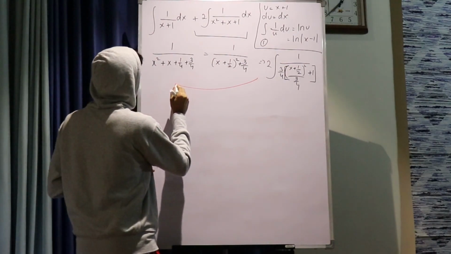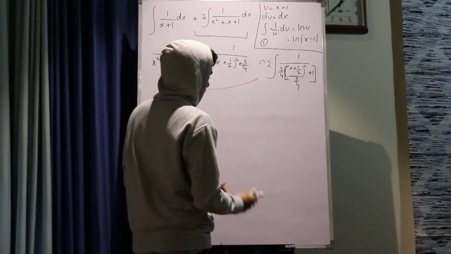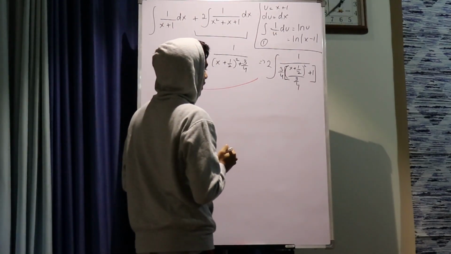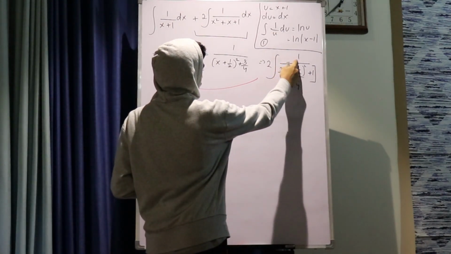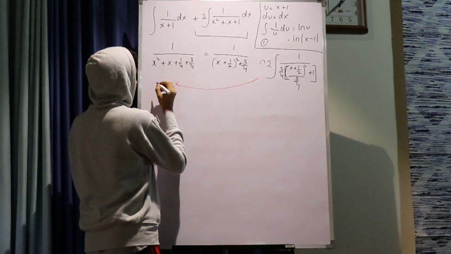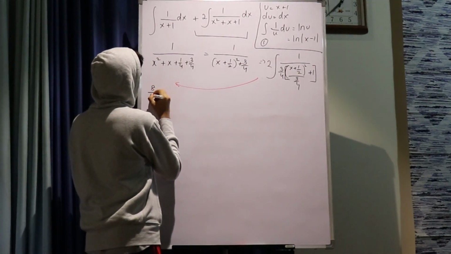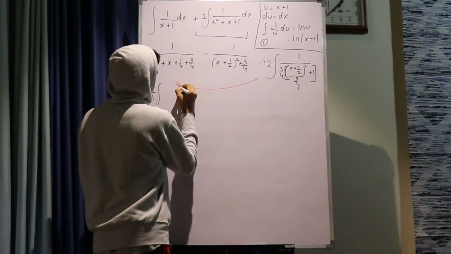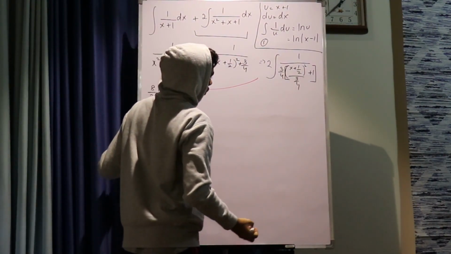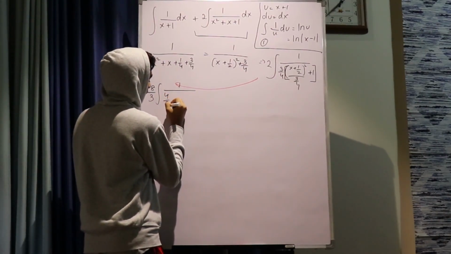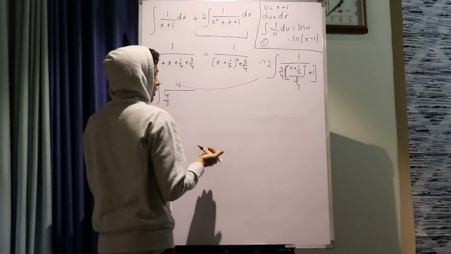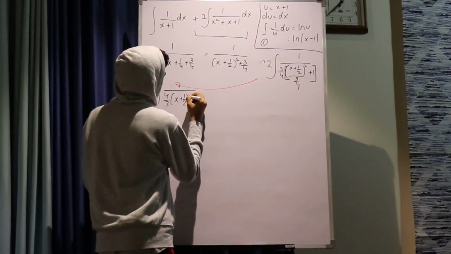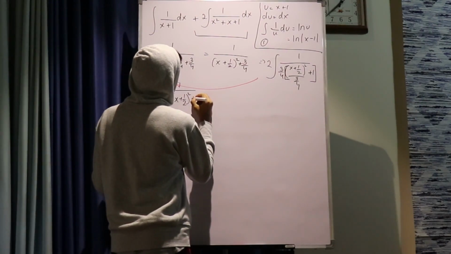Let's just bring it to the next line. So let's just multiply the top and the bottom by 4 over 3, all right? So then that means that this gets canceled and the 4 over 3 comes out. So we can write this as 8 over 3 times the integral of 1 over 4 over 3. I just brought this bottom one on top. So 4 over 3 times x plus half whole squared plus 1.